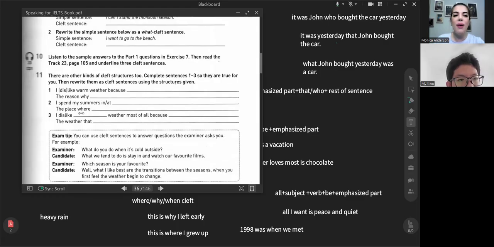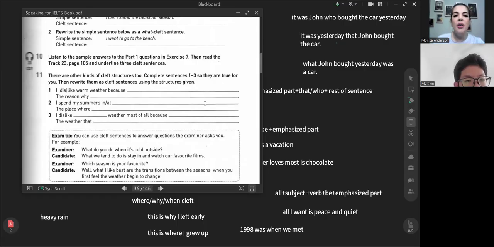I spend my summers in or at... The place where I spend my summer is in Vũng Tàu. Is that correct? Yes, perfect. Just don't forget "the place where", and the only thing you need to know is what comes after "the place where" and after "the reason why".